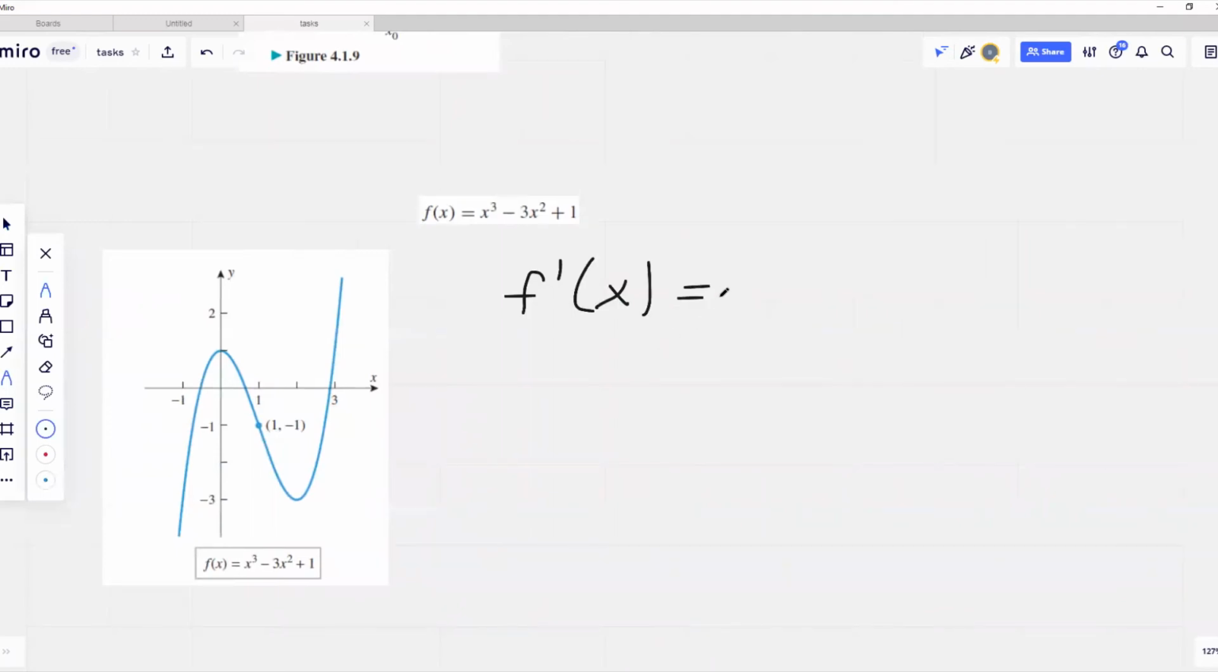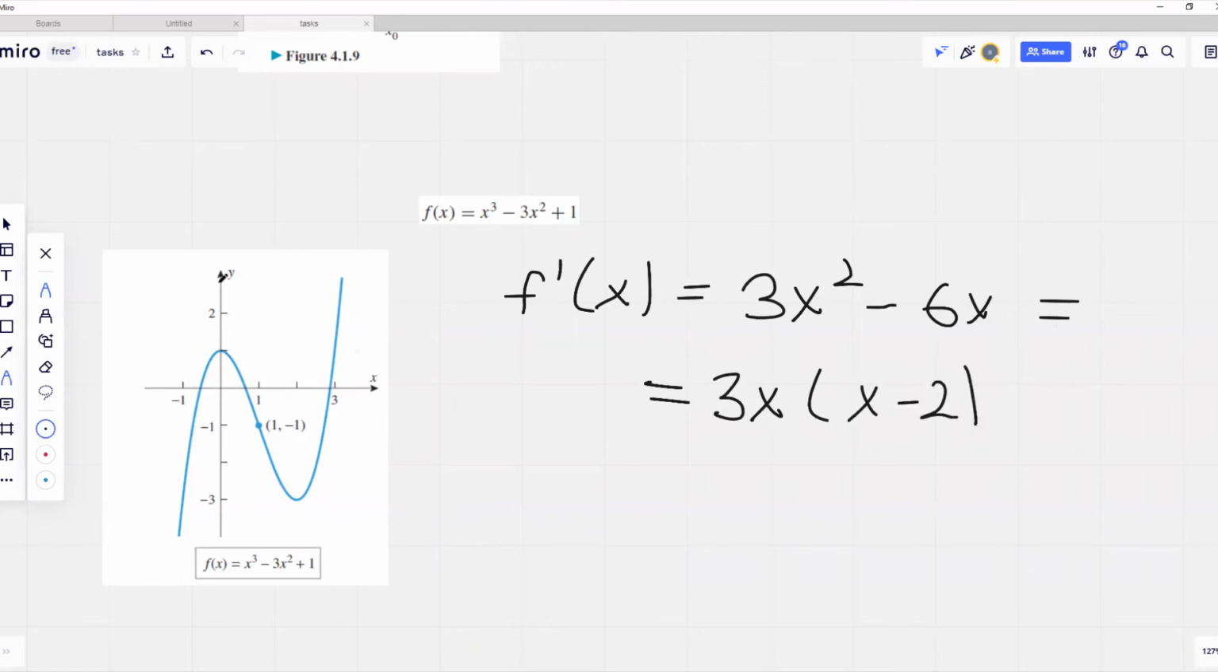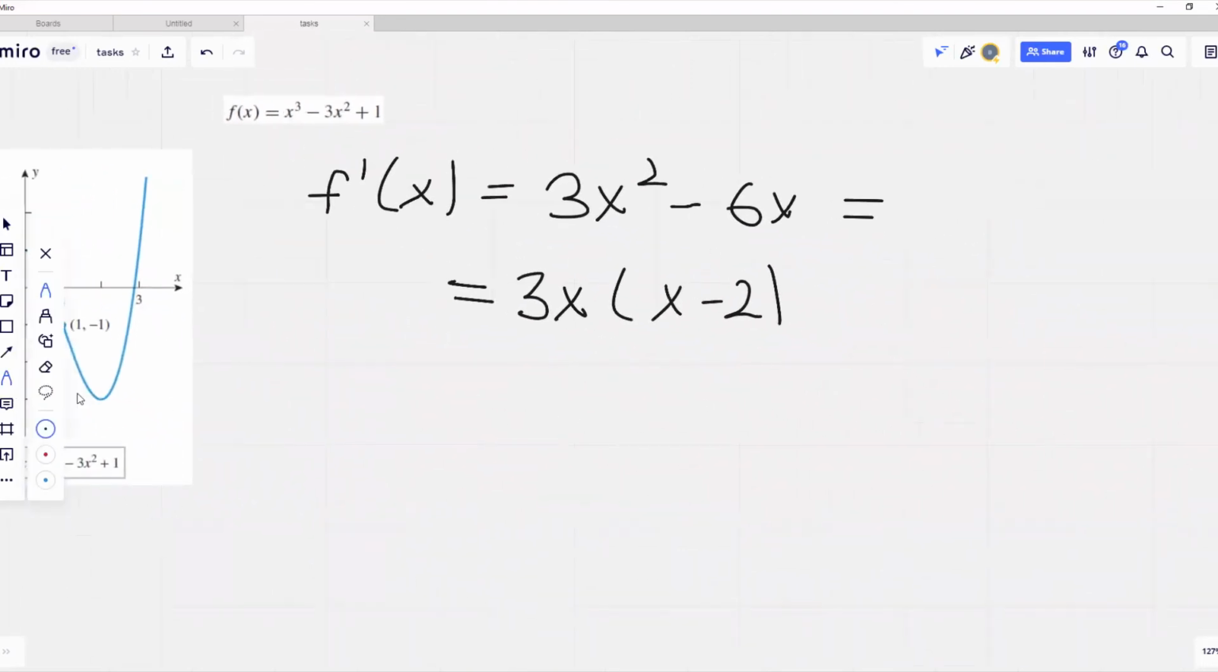So f prime is equal to 3x squared minus 6x. Factoring out 3x, this is x minus 2. So the two roots of the first derivative are x equal to 0 and x equal to 2.